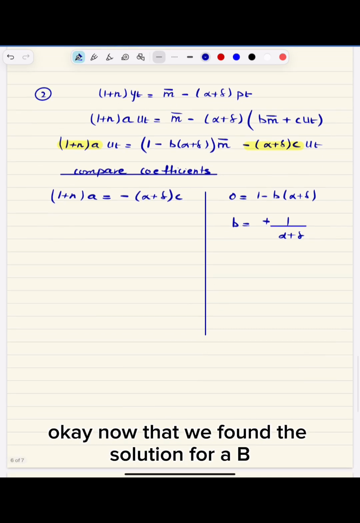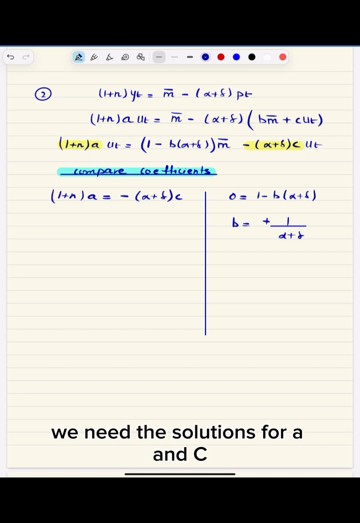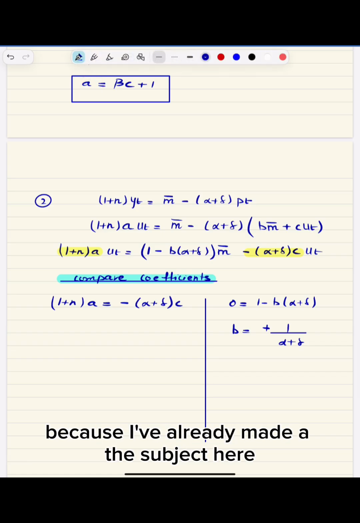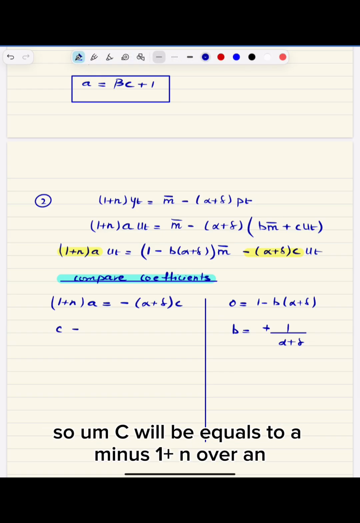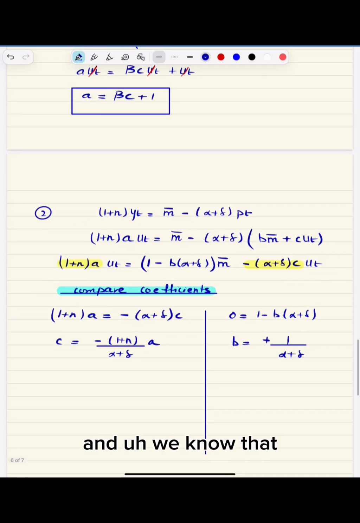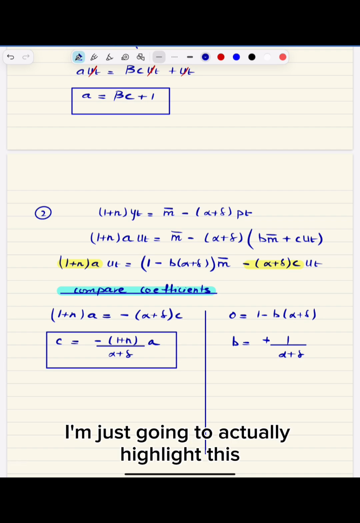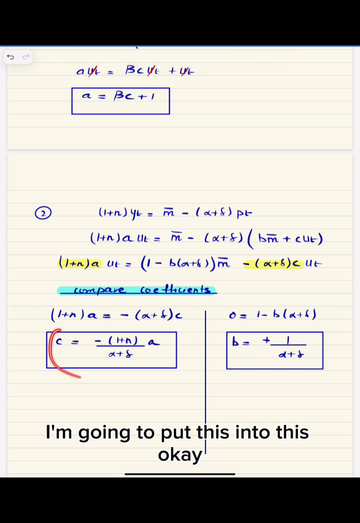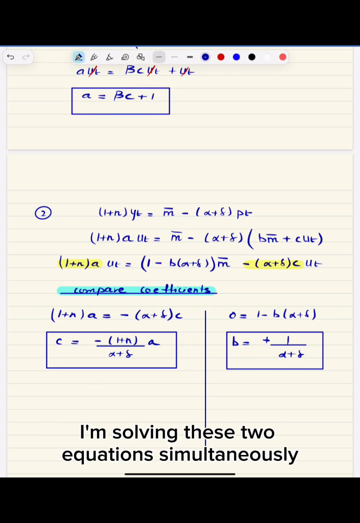Okay, now that we found the solution for b, we need the solutions for a and c. So let's make c the subject because I've already made a the subject here. So c will be equals to a minus 1 plus n over alpha plus delta into a. Okay, and we know that, I'm just going to highlight this is the value of a. I'm going to put this into this. Okay, so basically I'm solving these two equations simultaneously.